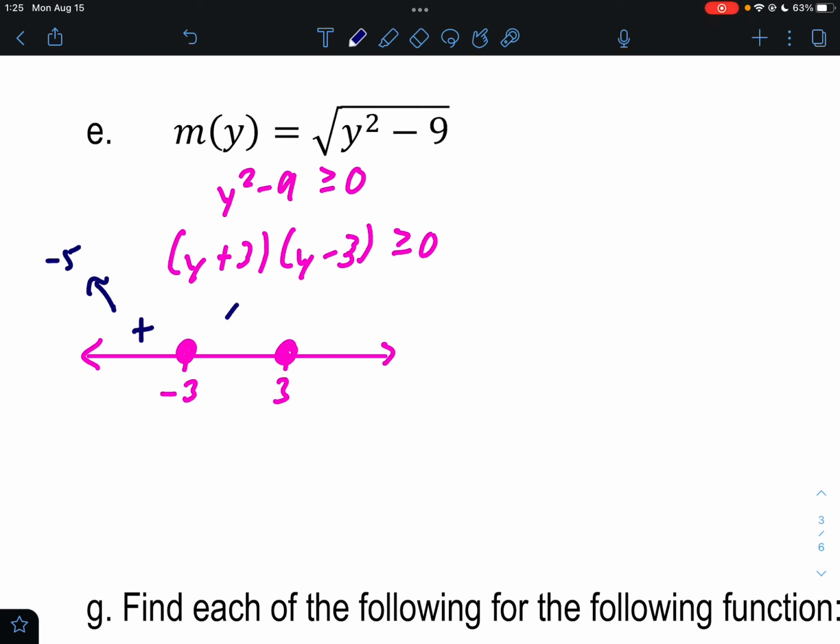Maybe in this interval, we'll take 0. That's an easy one to pick. If you put 0 into here, we're going to get a negative number, and that's not good. So we can't use that interval. And over here, maybe we'll pick 5.